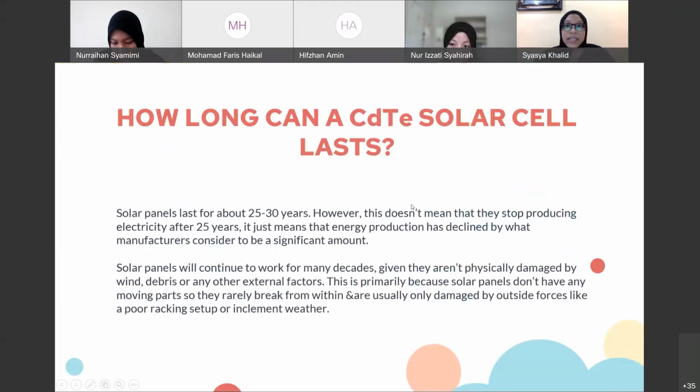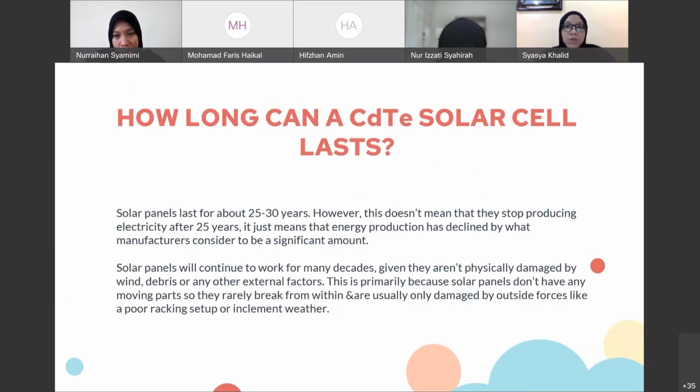Next slide. How long can a cadmium telluride solar cell last? As a general rule, solar panels last for about 25 to 30 years. However, this doesn't mean that they stop producing electricity after 25 years. It just means that energy production has declined by what manufacturers consider to be a significant amount.